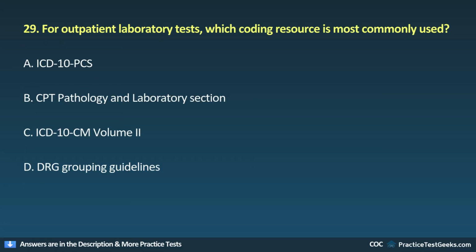29. For outpatient laboratory tests, which coding resource is most commonly used? A. ICD-10-PCS. B. CPT Pathology and Laboratory Section. C. ICD-10-CM Volume 2. D. DRG Grouping Guidelines.